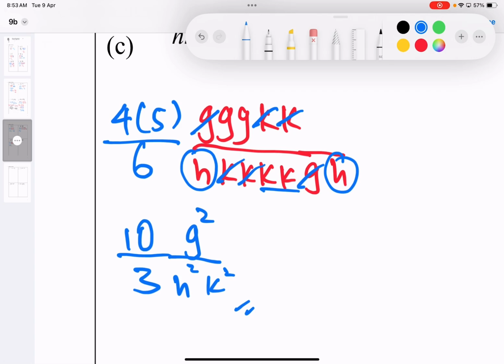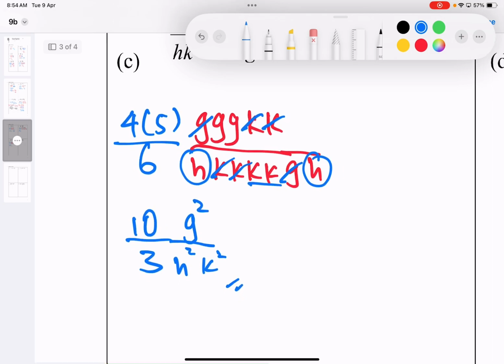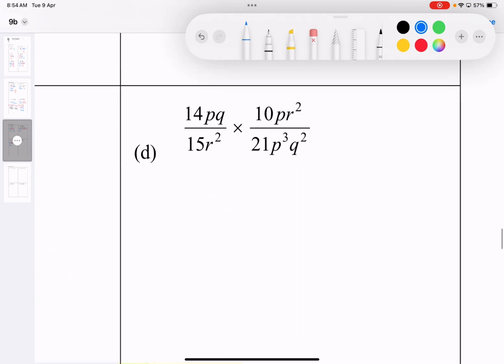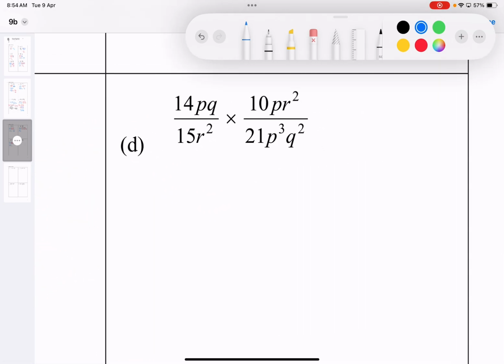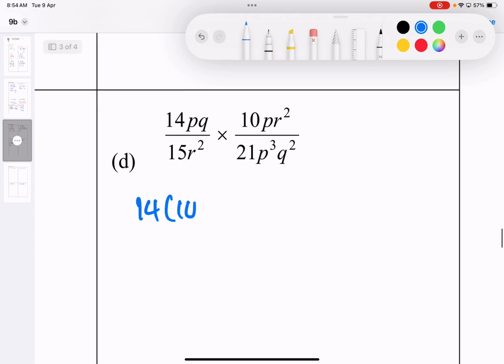Those of you who are not done, can you look at the final one? All of you should be able to do this type of question. Okay, the final one over here. Let's do this. Numbers, put it all together. So I'm going to get 14 times 10 divided by 15 times 21.